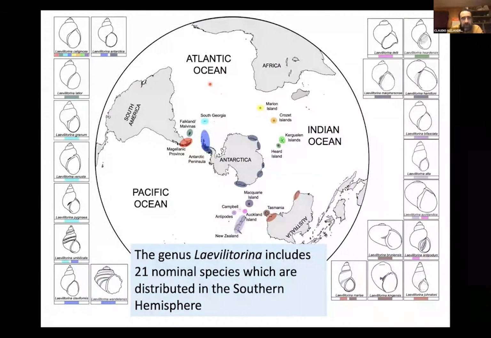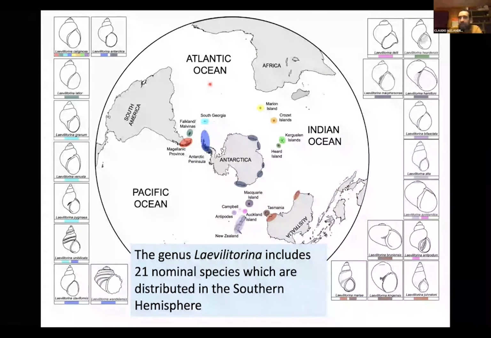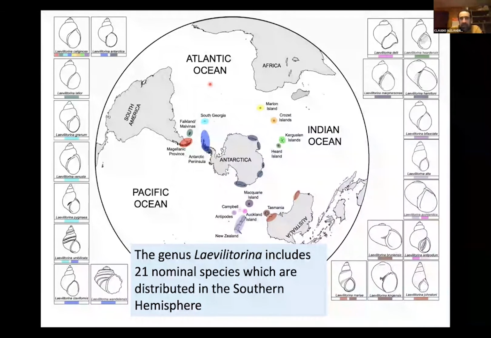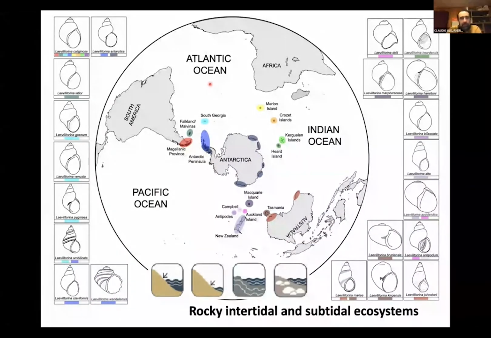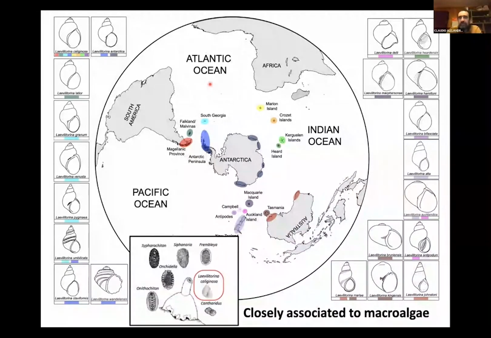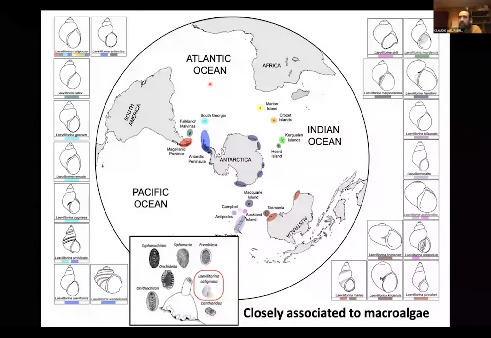As an introduction, the genus Laevilitorina includes very small marine gastropods, and it has 21 nominal species which are currently distributed in the southern hemisphere, and particularly in the Southern Ocean. Laevilitorina species are very abundant in rocky intertidal and subtidal ecosystems. However, some species live closely associated to macroalgae.